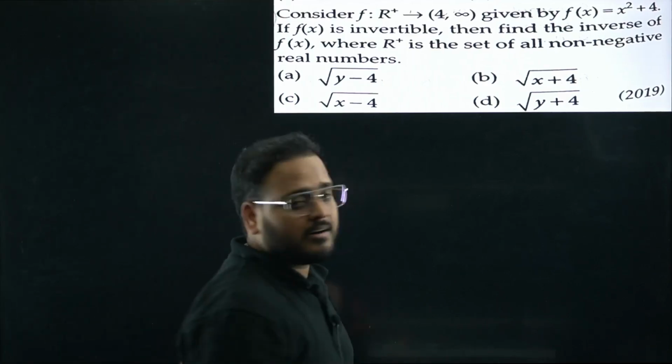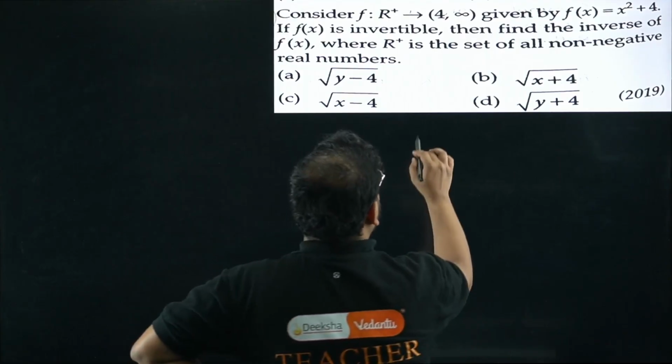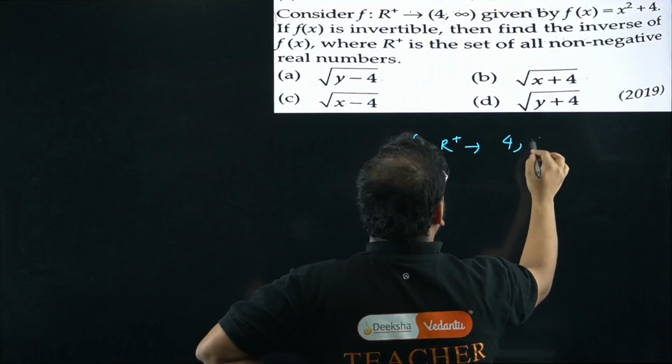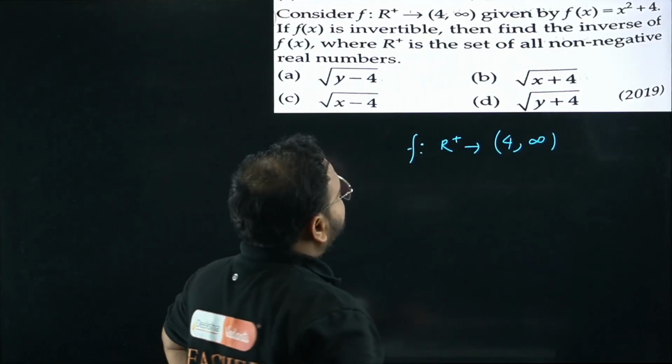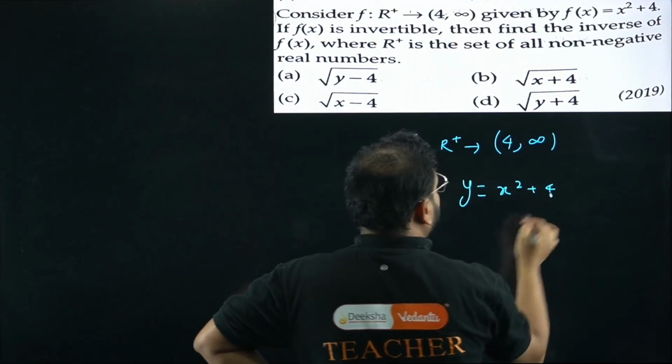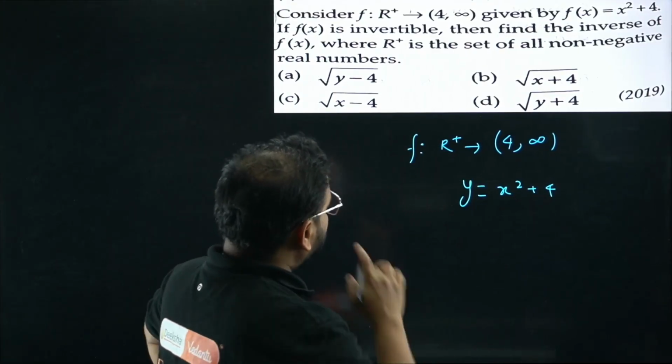Consider f from R plus, R plus is given, right? F is given from where to where, sir? R plus to 4 to infinity. Given by f(x) equals, okay, great. So I have y equals x square plus 4. Great, great. What can I get from here?